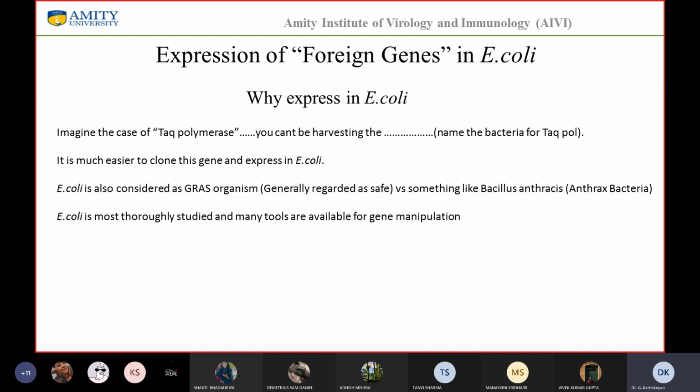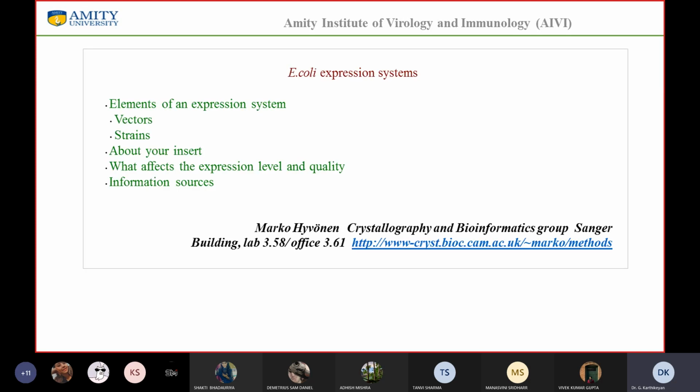And E. coli again is one of the most thoroughly studied microorganisms, for which many tools are available for genetic manipulation. There are several plasmids available. Whether you want to do sequencing, mutagenic studies, or expression, you have lots of plasmids and other tools available for E. coli. That's why many people start out expressing foreign genes in E. coli.